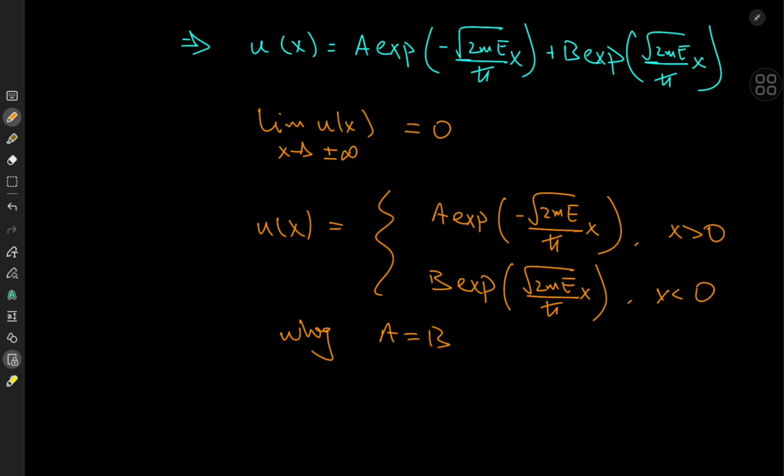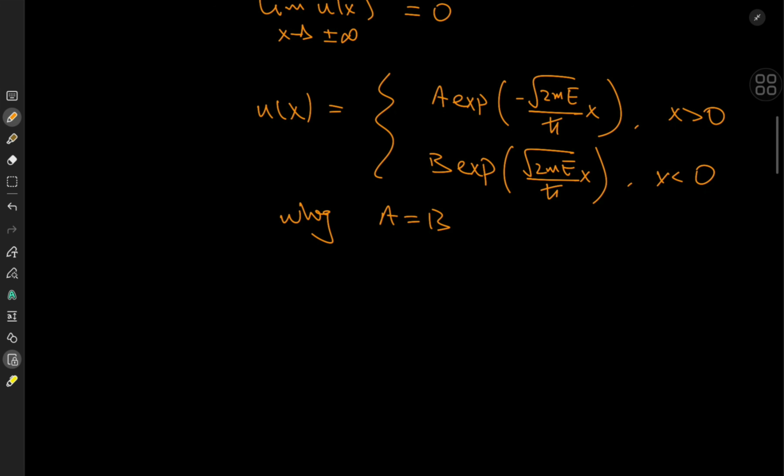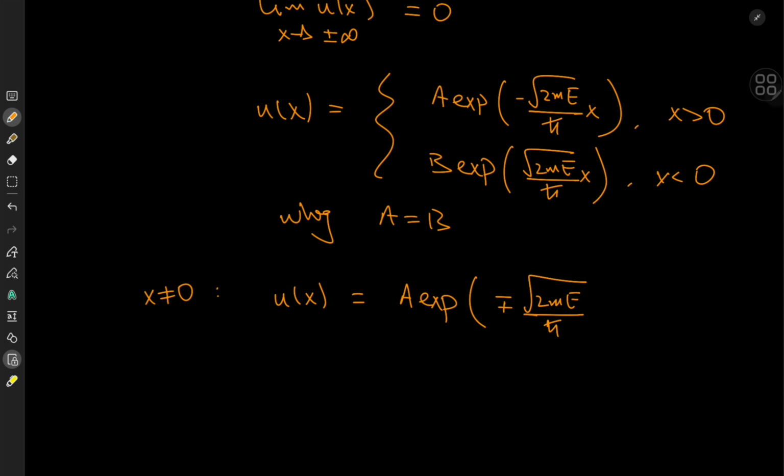Okay, cool. Now that is quite nice. In other words, I could summarize this that for x being non-zero, u of x is equal to A times exp of minus plus root 2mE over h bar times x. Terribly sorry about that. The square root only contains the 2mE. H bar is downstairs, and we have x over there. But I'm still not anywhere close to determining the energy of the system.